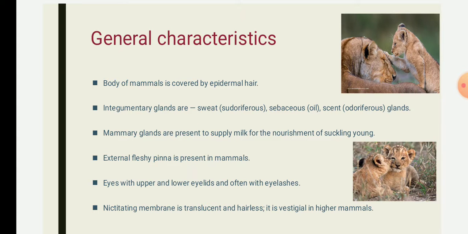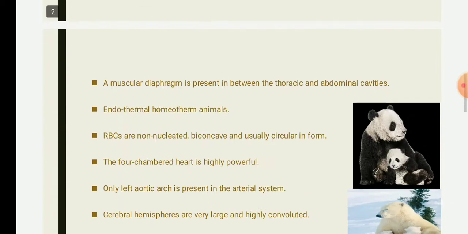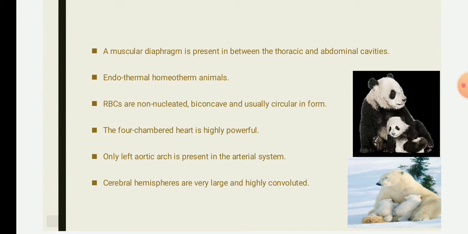Then the next characteristic is that the muscular diaphragm is present in between the thoracic and abdominal cavities. This muscular diaphragm is a thin skeletal muscle which is placed at the base of the chest, and it will separate the abdomen from the chest.